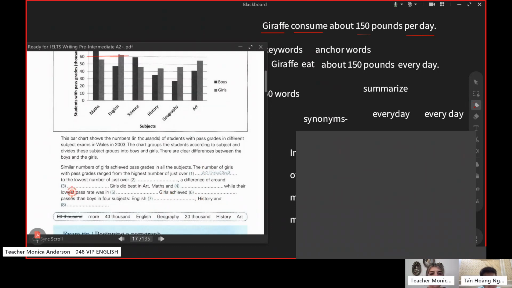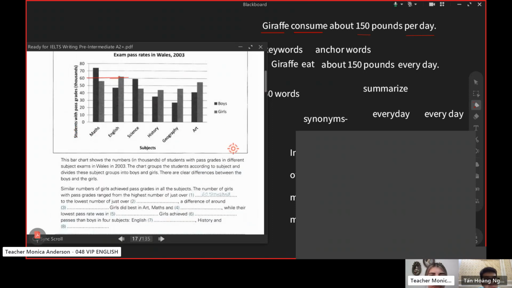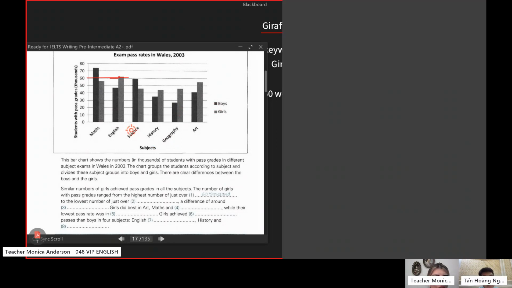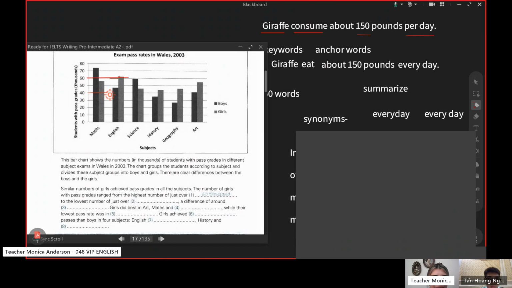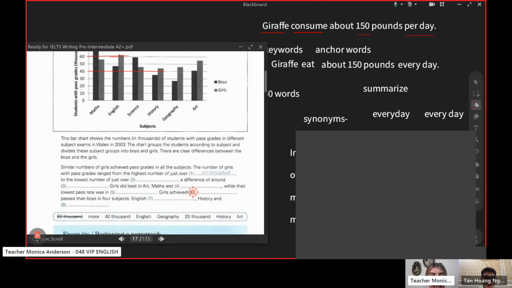Very good. Number 2. And the lowest number, okay, let's check the lowest number for girls. 40,000. Okay, 40,000. Yes, let me check. Of course, definitely just over. This is 40, and we can consider it this one. So, as you can see, just over. Very good. A difference of around, okay, girls did best in art.